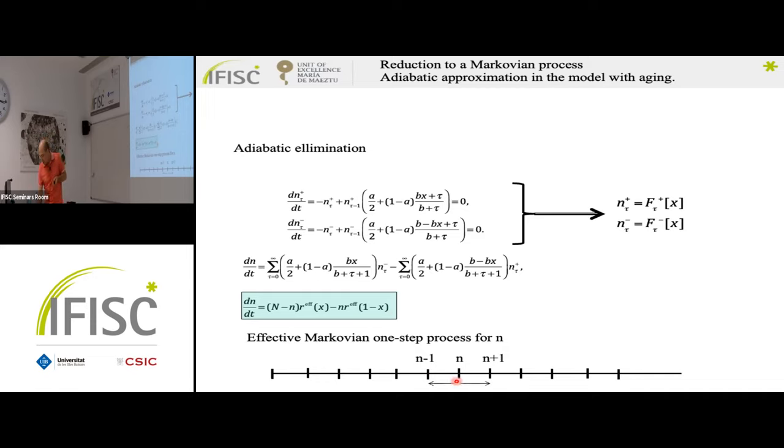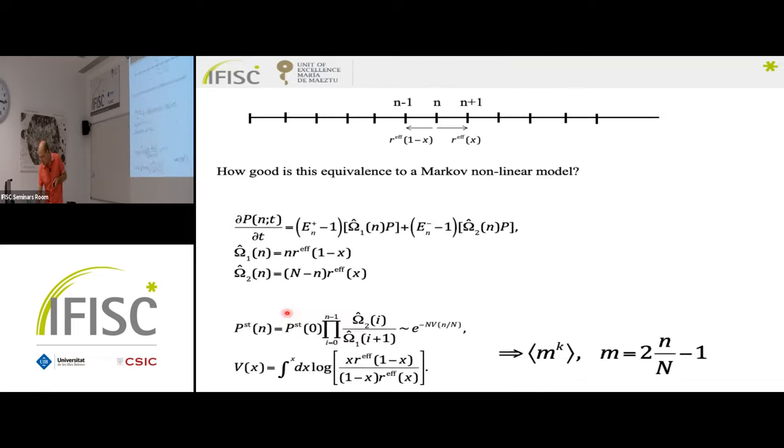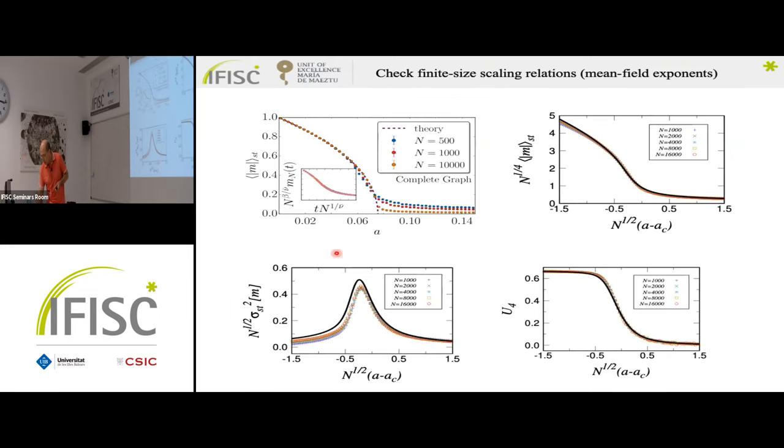The number of agents in the one state can increase or decrease by one with some effective rates. And those effective rates, well, we'll give you an expression later. Once you have this, this is a typical Markovian process. You can write the stationary distribution. You can find a potential and identify the stable phases with the potential. You can do all the machinery that you know how to do. You can compute the mean value.